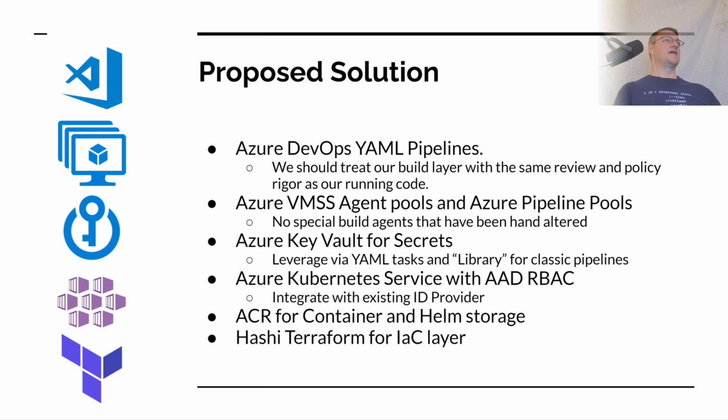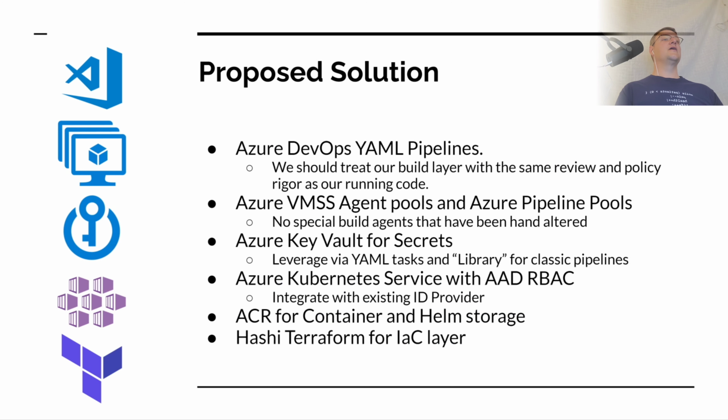Now, I'm a big fan of the HashiCorp toolset, so obviously there are solutions that involve HashiCorp Vault, but for this we're talking about Azure Key Vault. We're going to use Azure Kubernetes Service with AAD-based RBAC, and in doing so, we're going to integrate with our existing ID provider. We don't have another set of credentials we have to manage, like some IAM credentials or tokens. We can log in with the same thing we log into our email with.